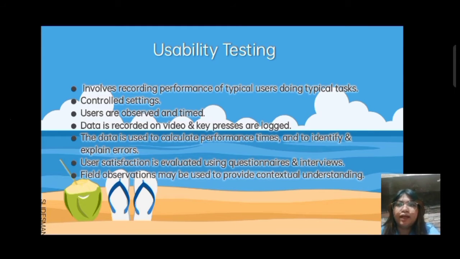Usability testing involves recording performance of typical users doing typical tasks. Control settings. Users are observed and timed. Data is recorded on video and key presses are logged. The data is used to calculate performance times and to identify and explain errors. User satisfaction is evaluated using questionnaires and interviews. Field observation may be used to provide conceptual understanding.